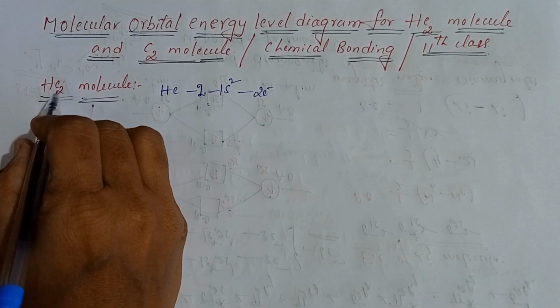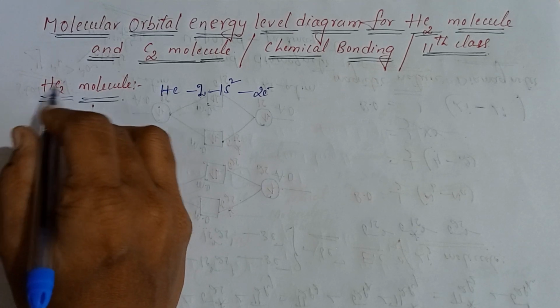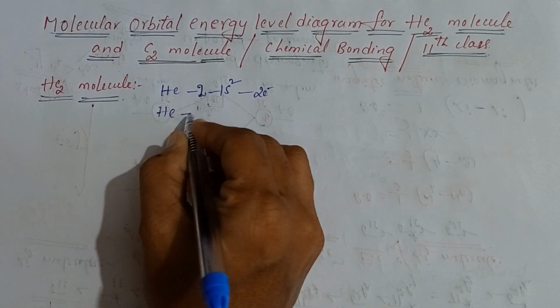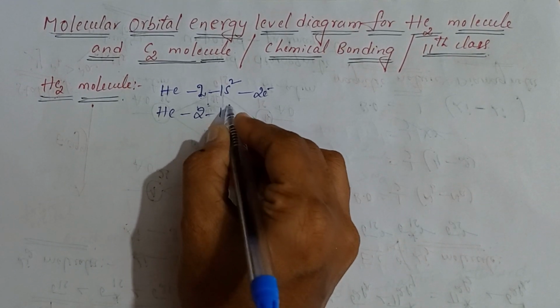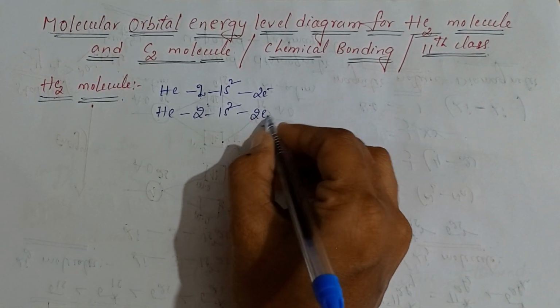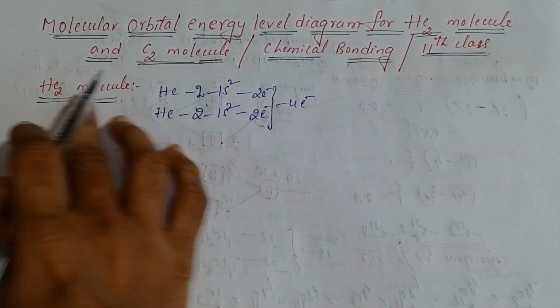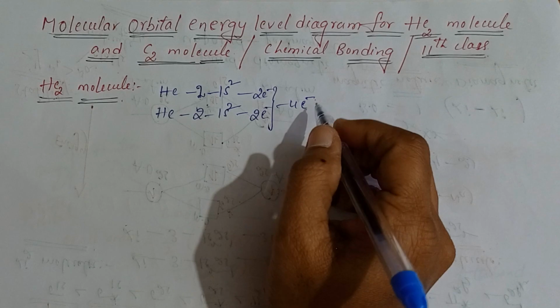So here in the He2 molecule, 2 helium atoms are present. This is one helium atom, and another helium atom, atomic number 2, electronic configuration 1s2. It is also having 2 electrons. Total how many electrons, students? 4 electrons it is having. That means it is up to 14 electrons.